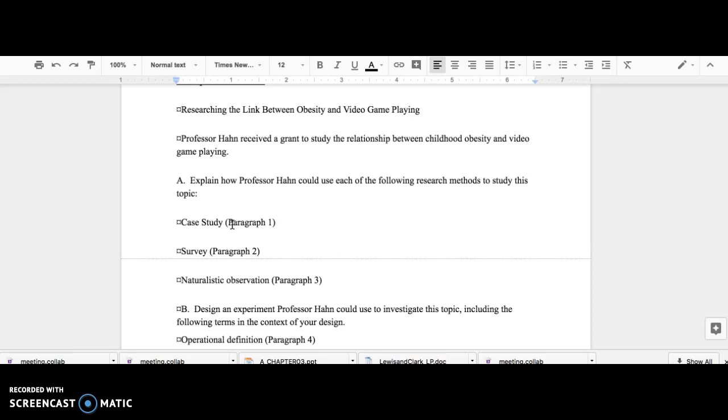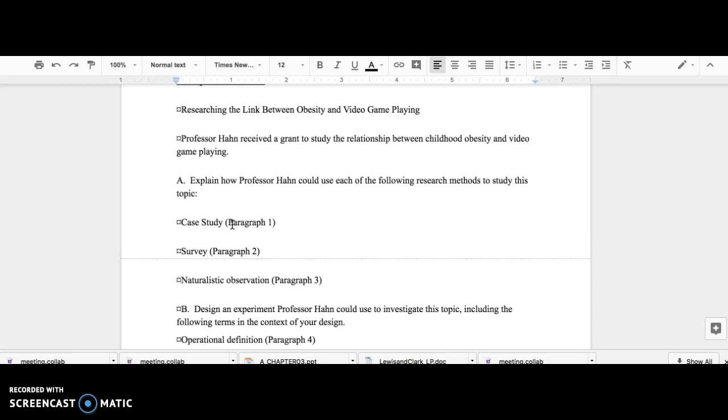Paragraph 2, so I should be able to clearly identify the second paragraph. A survey. Define what a survey is, then explain how a survey could be applied to this experiment with childhood obesity and video gaming. Then, third paragraph, naturalistic observation. Define naturalistic observation and explain how it could be applied to the scenario with childhood obesity and video gaming. So those are your first 3 paragraphs of part A.